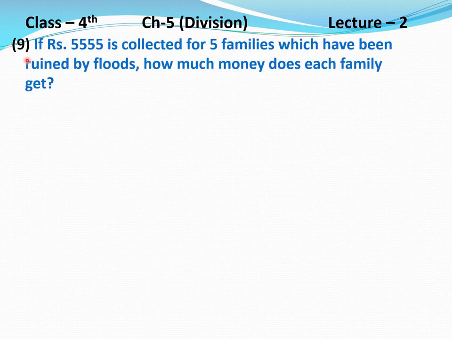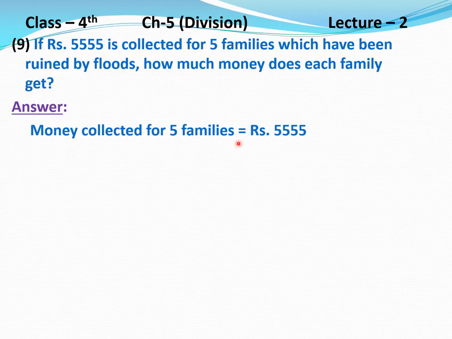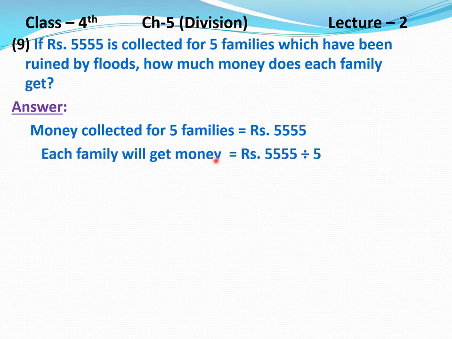Now question number 9. If rupees 5,555 is collected for 5 families which have been ruined by floods, how much money does each family get? Answer. Write down statements. Money collected for 5 families equals rupees 5,555. Each family will get money equal to rupees 5,555 divided by 5. Now divide, write 5 here and write 5,555 here.